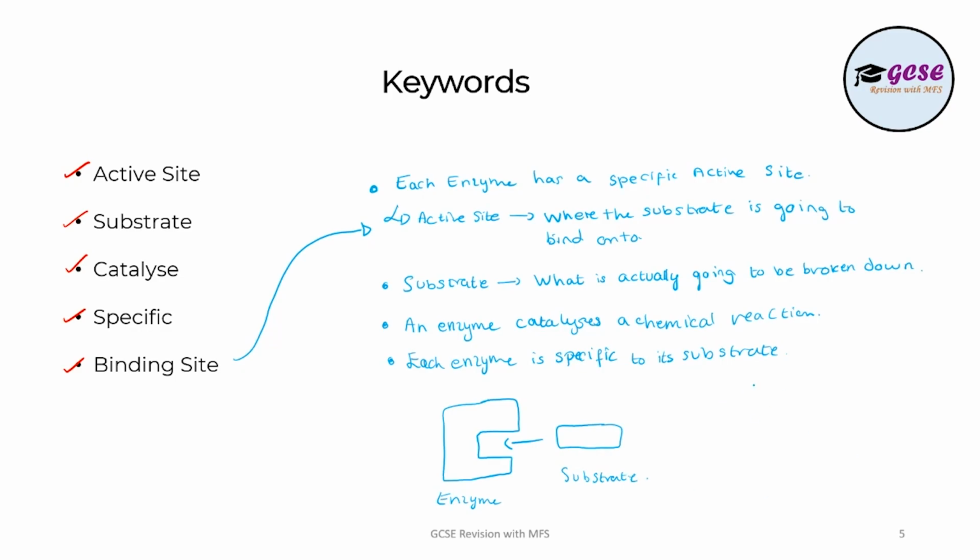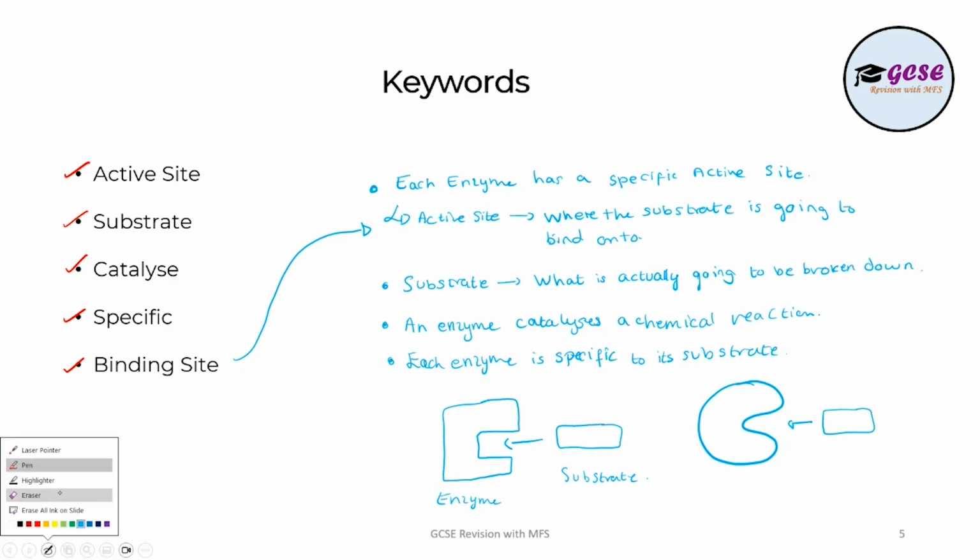If we had an enzyme such as this one, this will not fit in this enzyme, because each enzyme is specific to its substrate. So each enzyme has a different active site, so it can bind to its specific substrate.